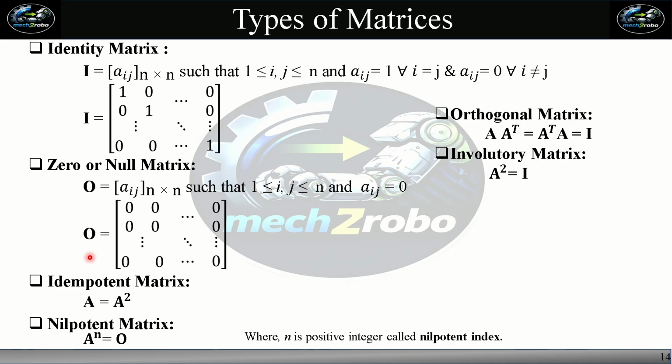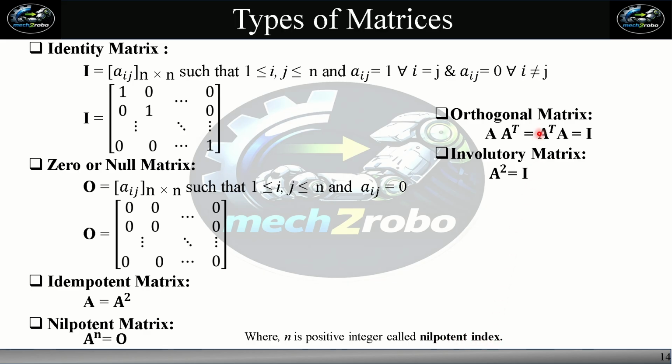Then idempotent matrix. Idempotent matrix is the matrix in which the original matrix is equal to A squared, means A is equal to A multiplied by A. Then nilpotent matrix is the matrix in which A^n is equal to 0 where n is any positive integer, which is called the nilpotent index.